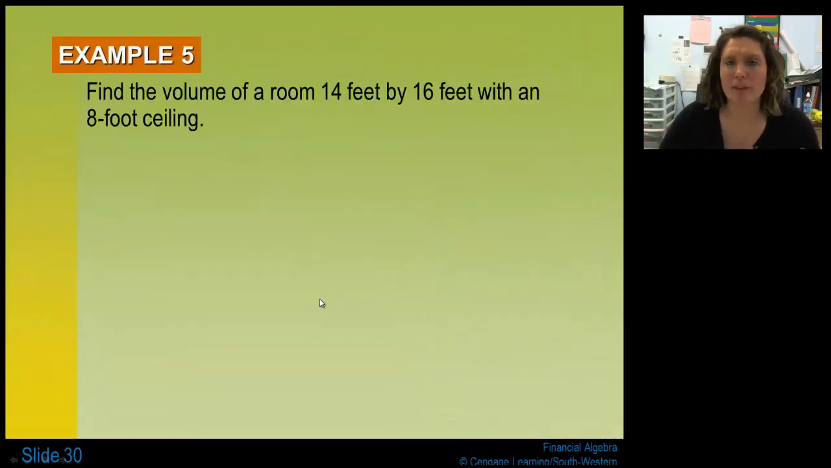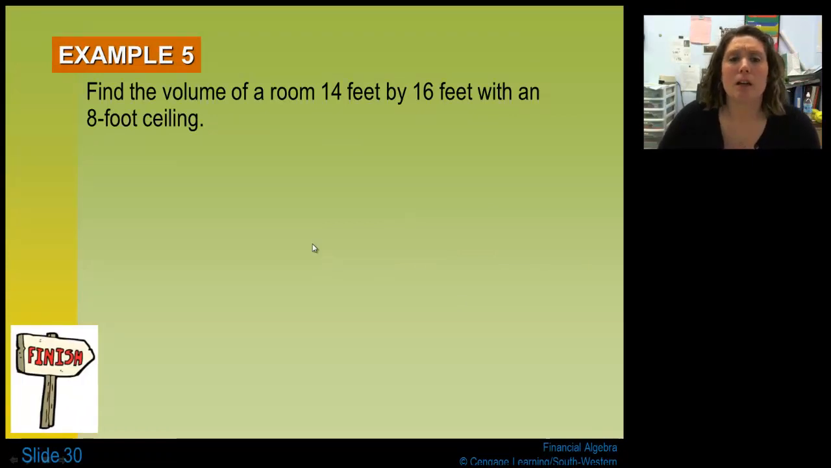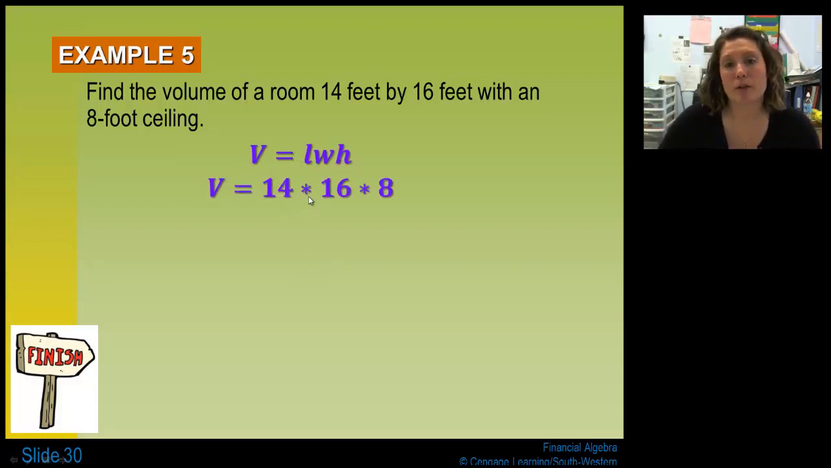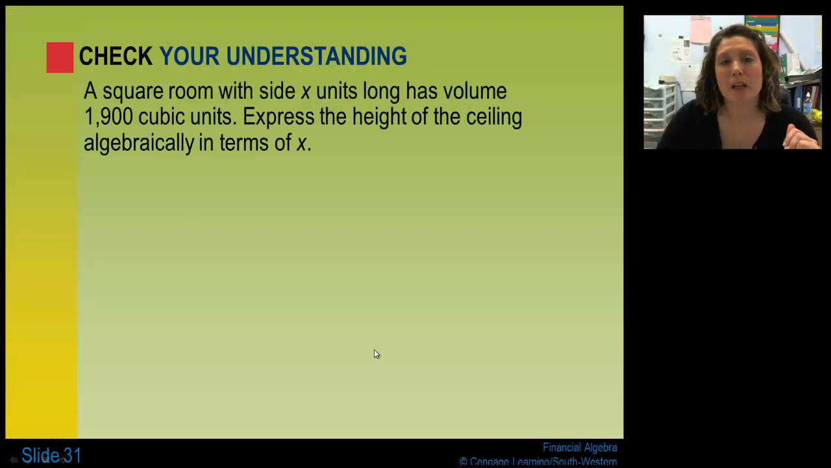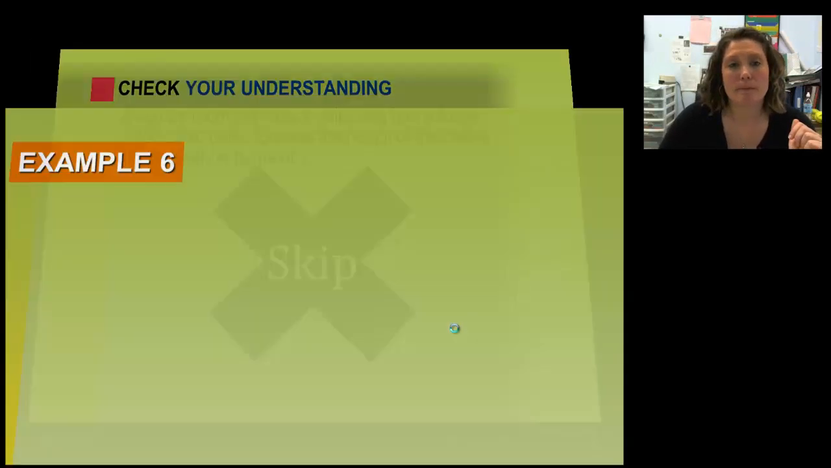Example 5, volume, easy. You need to actually do this question. We know that volume is length times width times height, 3 dimensions, it's cubed. So my 3 dimensions, 14 times 6 times 8. Go ahead and calculate the volume, finish this question in your notes. I should see your handwritten multiplication somewhere on your paper here. Check your understanding. We are actually going to skip that question.